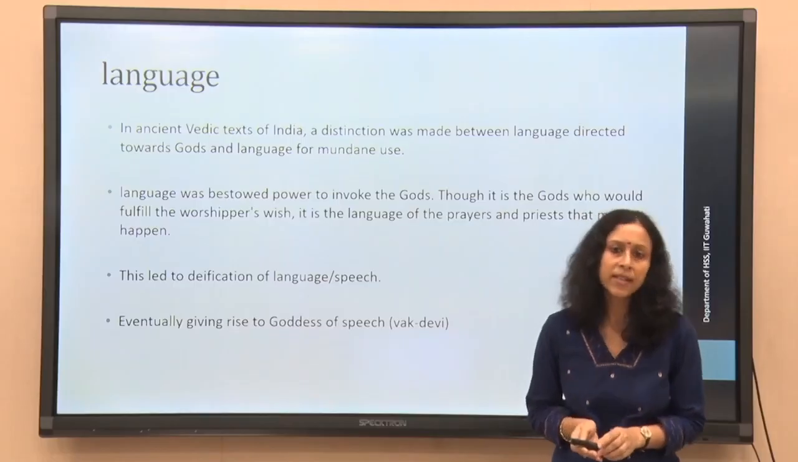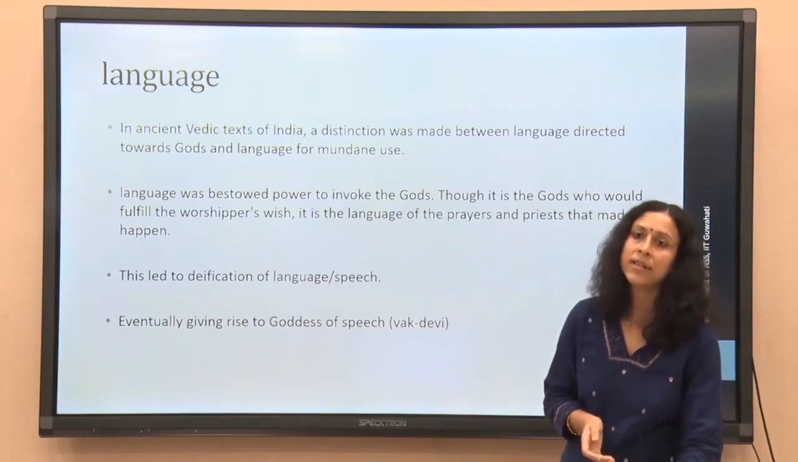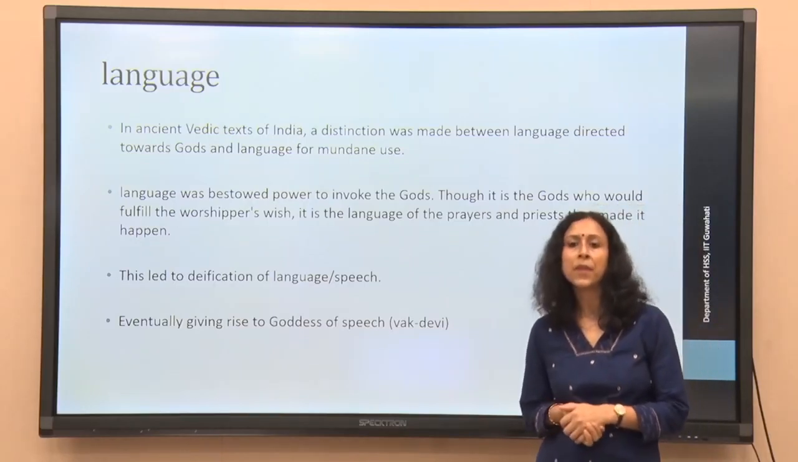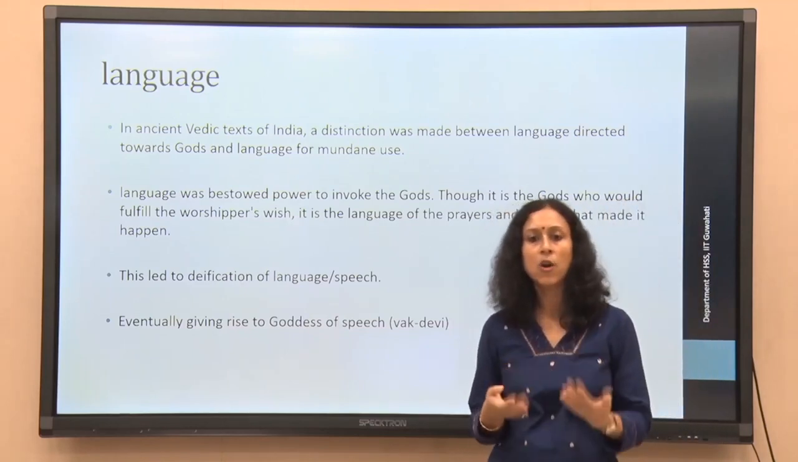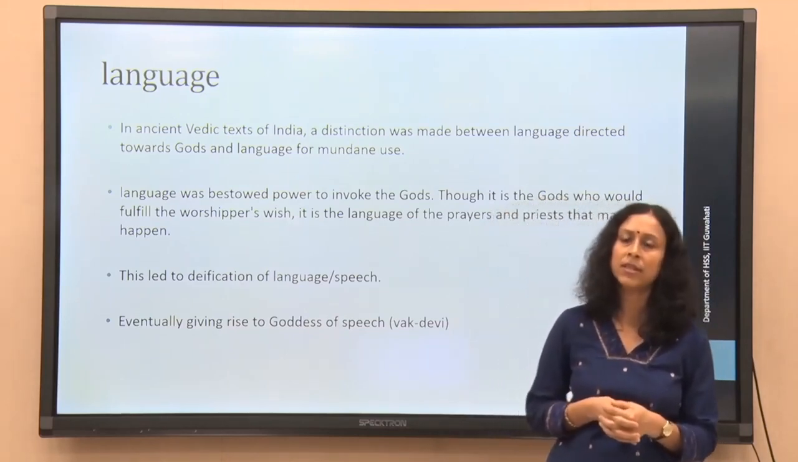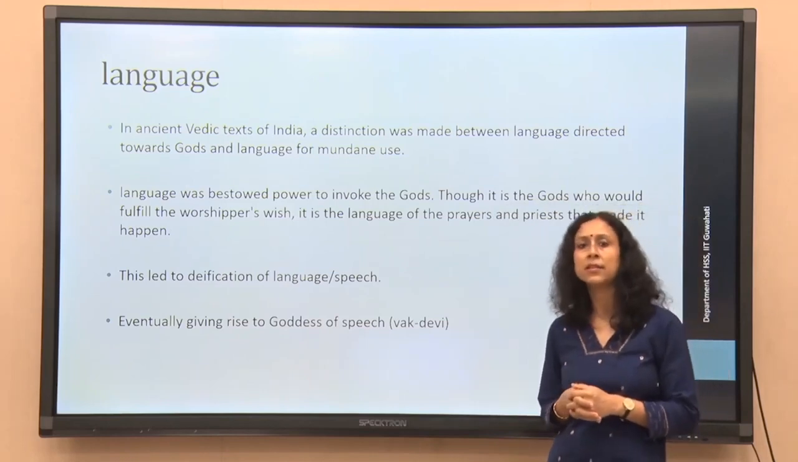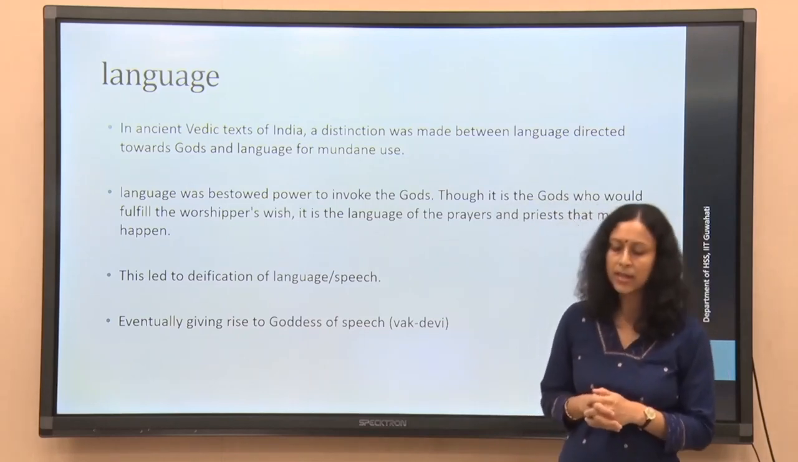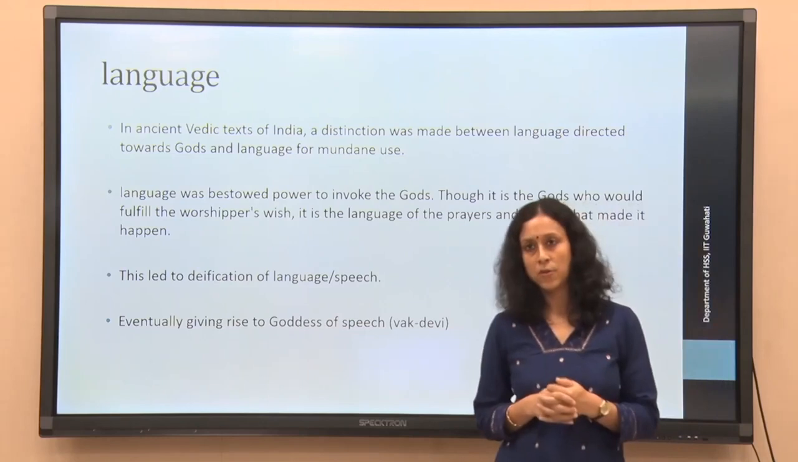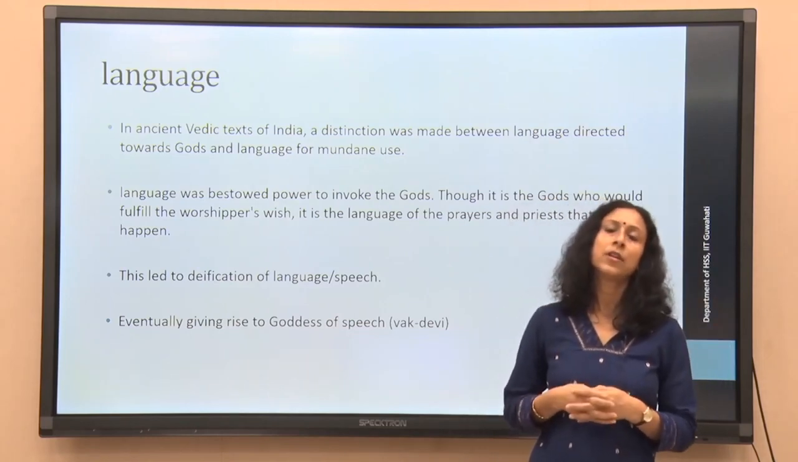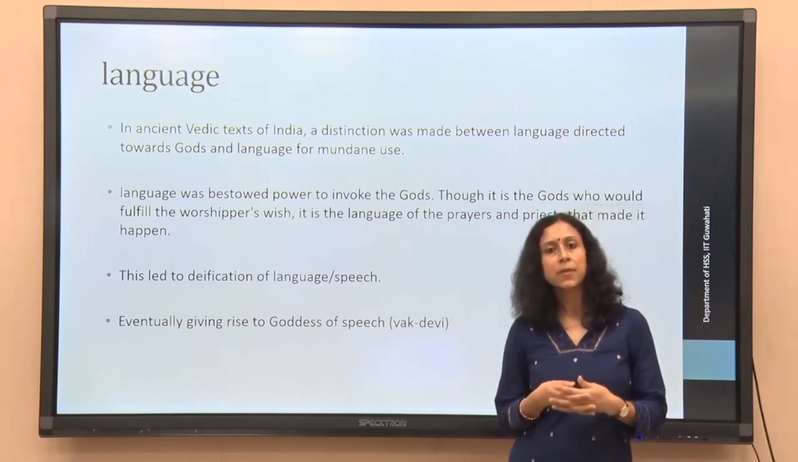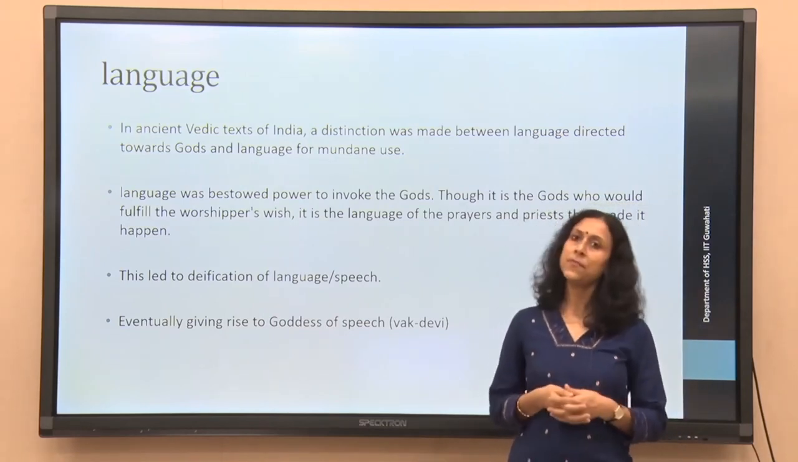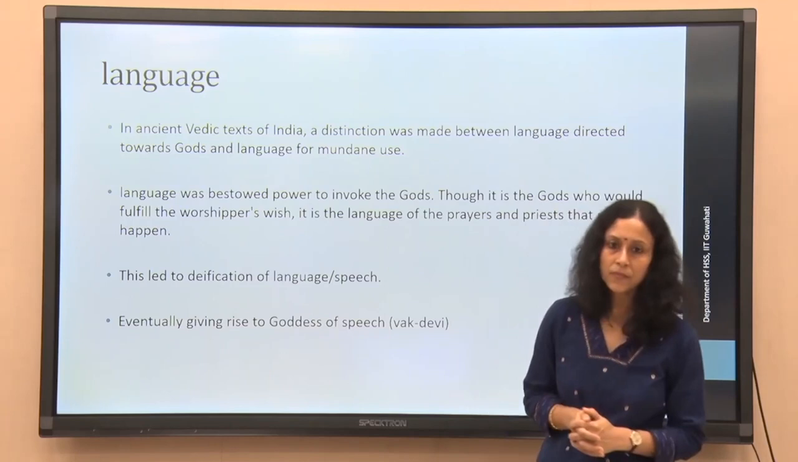So, in the ancient Vedic texts of India, which are among the oldest available texts in the world, a distinction was made between language directed towards gods and language for mundane use. In the initial stages in the Vedic time, language was not really taken in terms of cognition. However, we are looking at language from the perspective of religious relevance as well as for mundane day-to-day life.